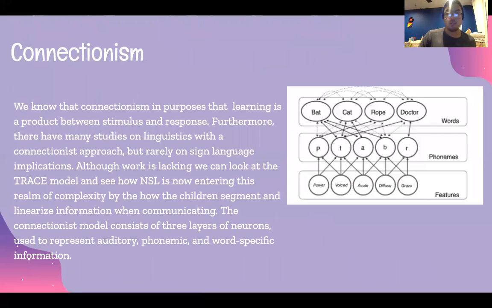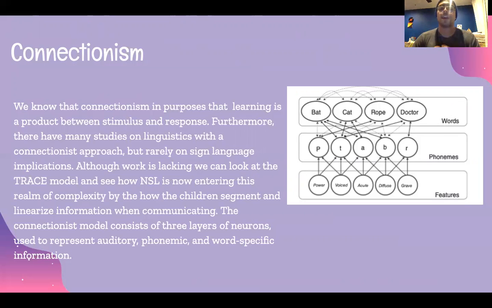And so we'll talk about the connectionism approach next. First we want to establish what connectionism is, and pretty much it proposes that learning is a product between stimulus and response. We experience something, we have a word for it, that's how we feel, that's what comes out. Furthermore, there have been many studies on linguistics with the connectionist approach, but rarely on sign language implications. I've had a hard time finding some.